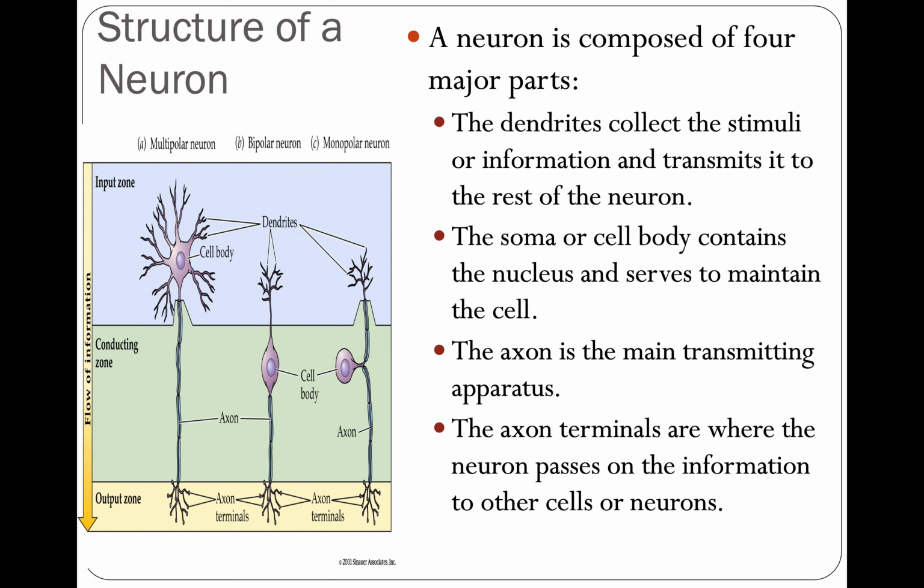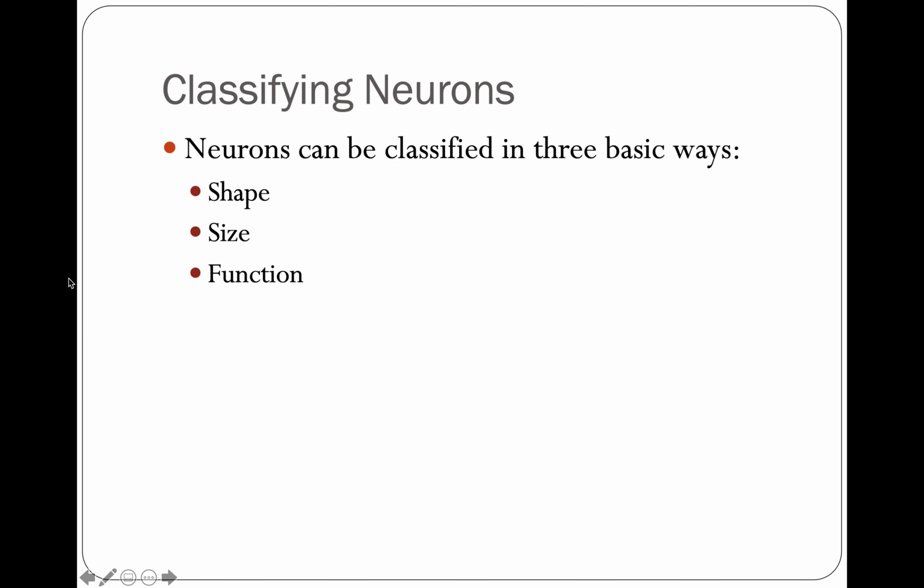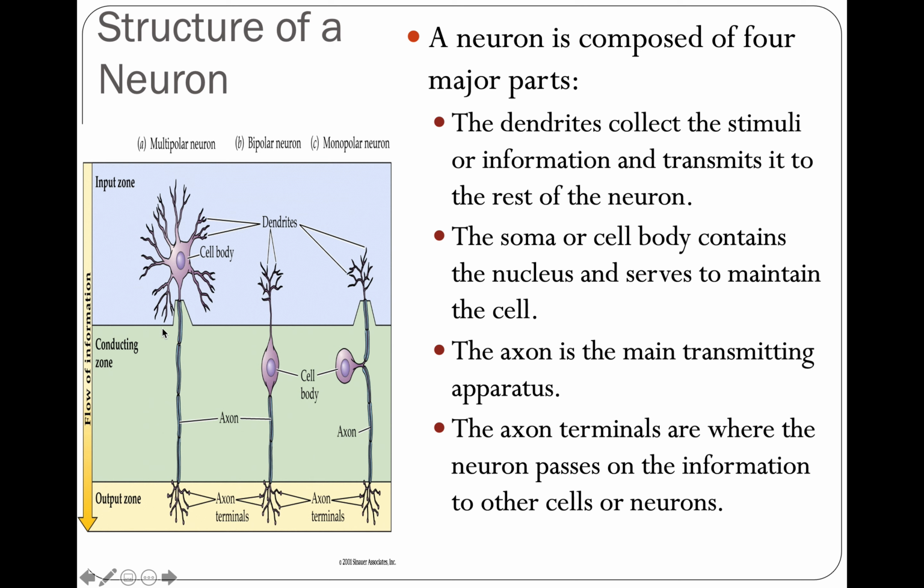It contains a nucleus and it serves to maintain the cell. The axon is the main transmitting apparatus. This is the soma right here. This is the axon, and that's where the information is going. This is where it comes in. This is the part that maintains the neuron, and this is where it moves down the neuron to the end, which is known as the axon terminals. But this is the axon.